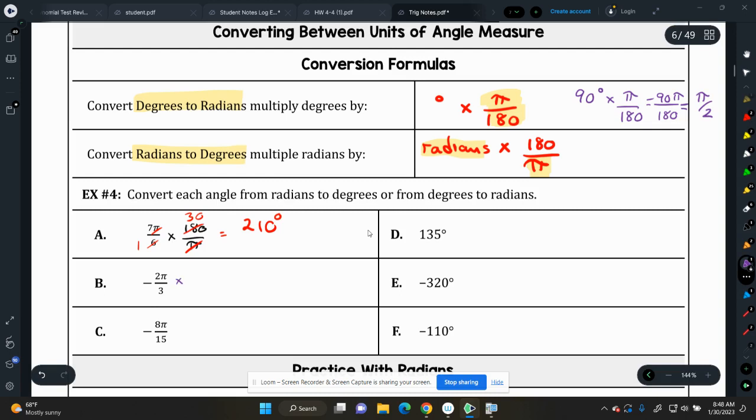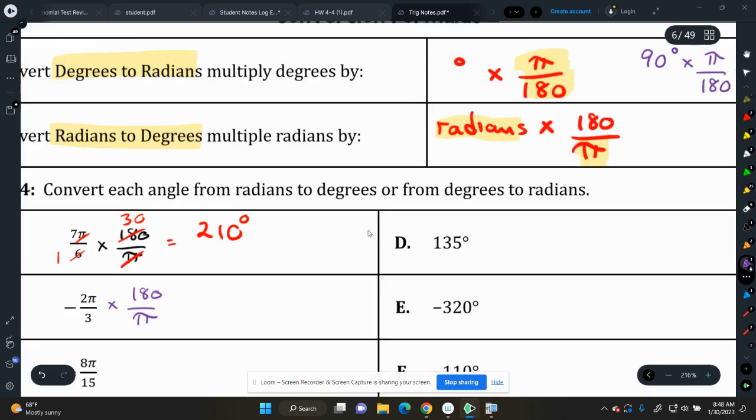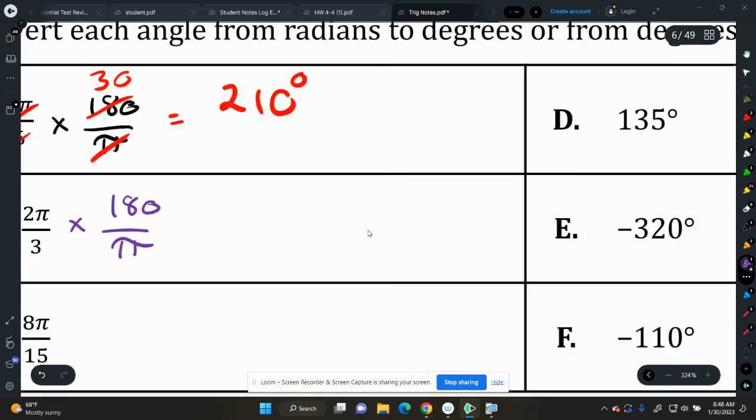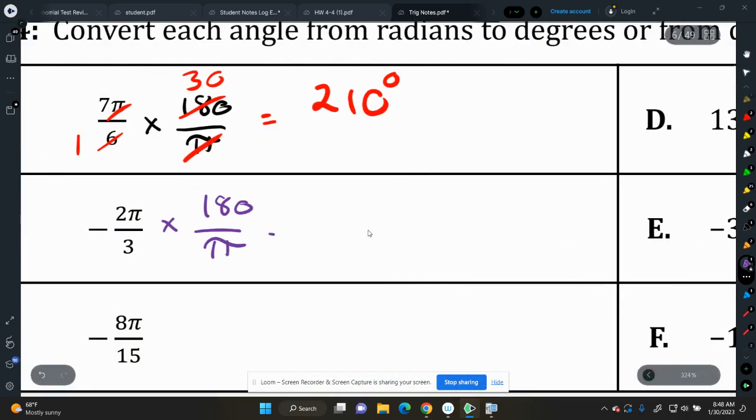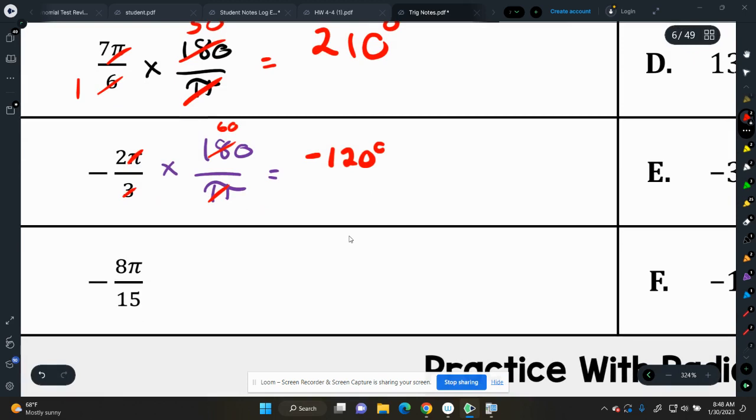Here again, we're going to multiply by 180 over pi. All right, we're going to do some reducing. 3 and 180, that's going to reduce to 60. The pi's are going to reduce. So we have negative 120 degrees. Okay, we good?